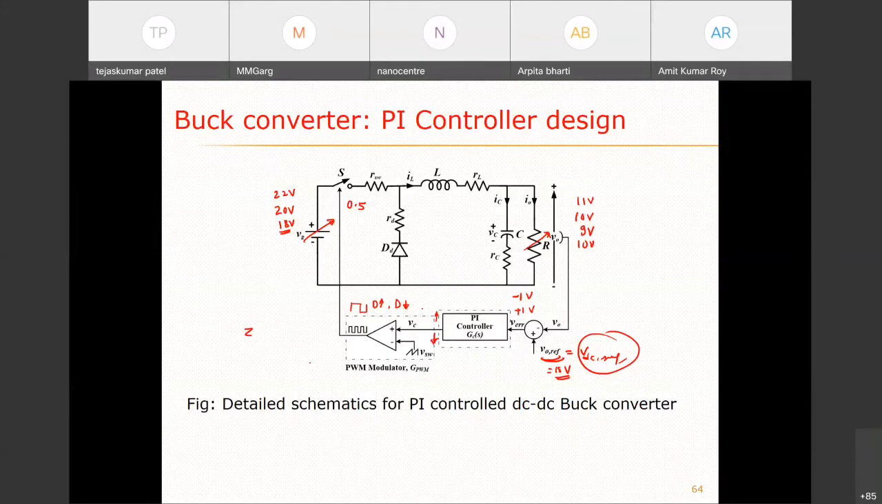Now 11 volt will be here. It is compared with 10. Now minus 1 volt will be the error. This error is fed here, so minus 1 will be added into the earlier control signal. It means this will be reduced. If this is reduced, it means D will be reduced. So if duty cycle is reduced, it will be less than 0.5, and 22 into some value less than 0.5 will again make it 10 volt. That way it will control.